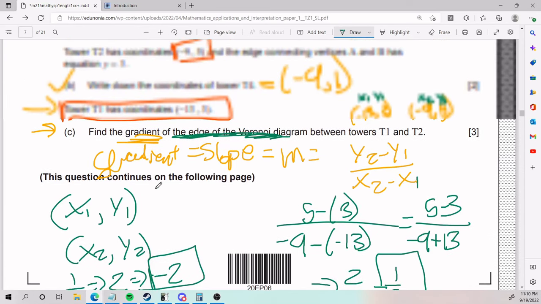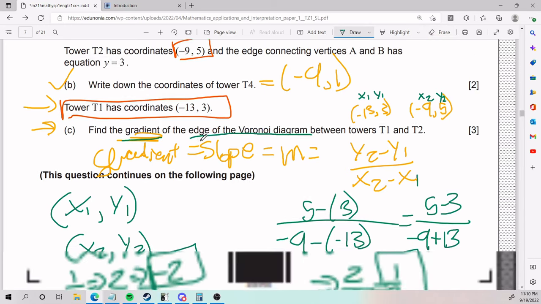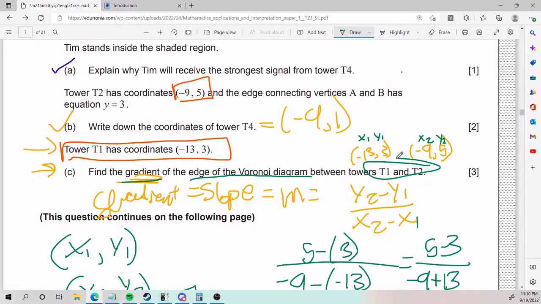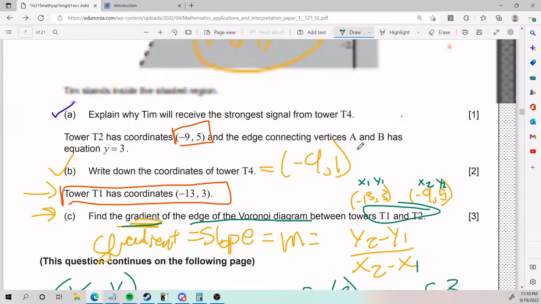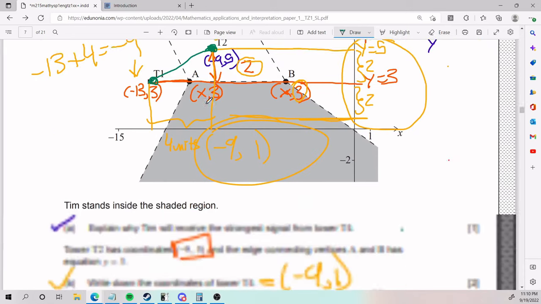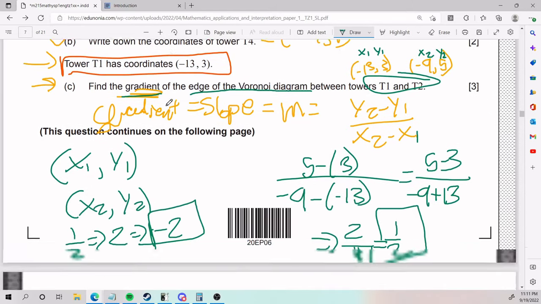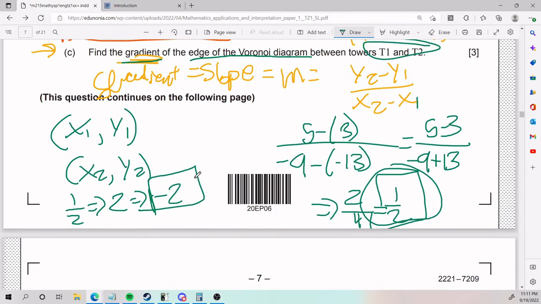I don't like part C because it's kind of hard to explain, and I'd rather just tell you to memorize that the edge of a Voronoi diagram, cierto? Its gradient is going to be the negative reciprocal of whatever points they're asking for. I know it's awfully specific. The intuition of the Voronoi diagram, I'd have to get really deep into it. This is one of the few things that I'd say, dude, just memorize it. See? So you get the gradient, then you do the negative reciprocal, which is that. Cierto? You flip it, you multiply it by a negative, and you move on with life.